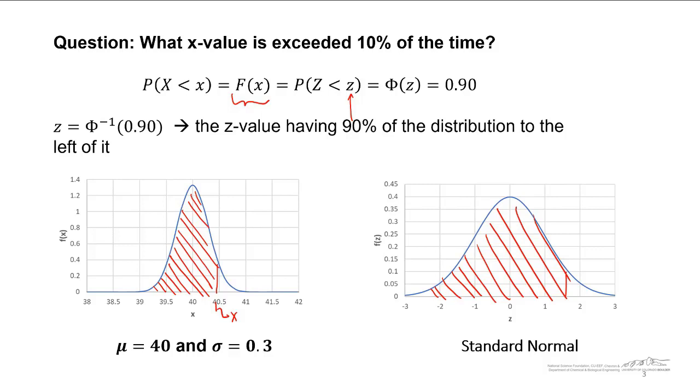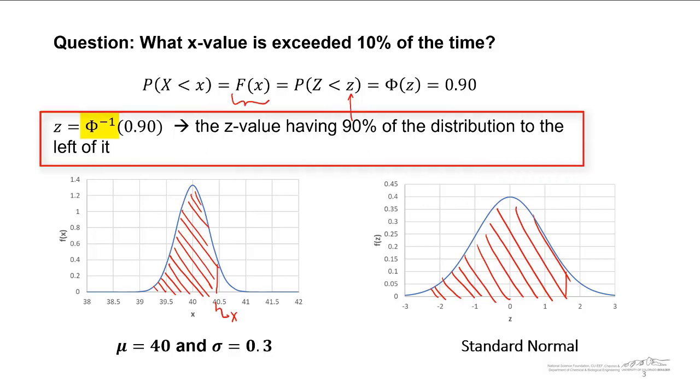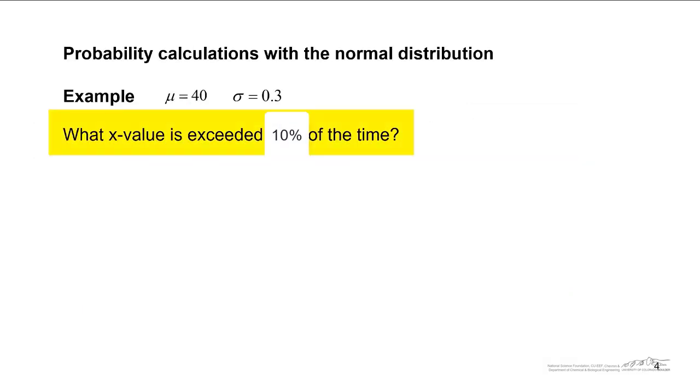Sometimes you'll see it written as phi to the negative 1, meaning the inverse. We're trying to find the z value having 90% of the distribution to the left of it, so the cumulative up to that z value is 0.90. To determine what x value is exceeded 10% of the time, there are a couple of ways to do this. First of all, we can look at the tables to determine the probabilities. We're trying to find phi of some value z equal to 0.90.